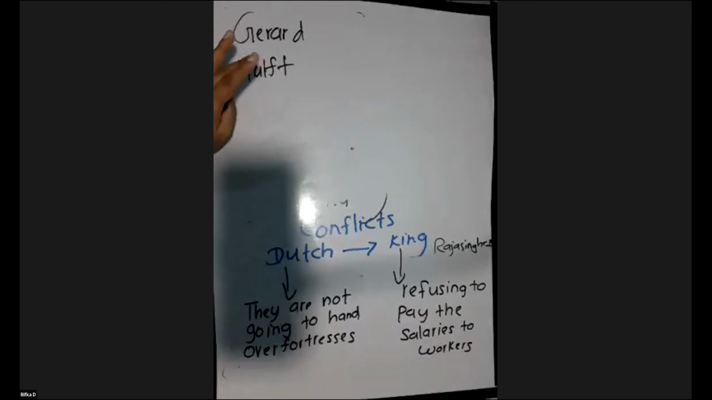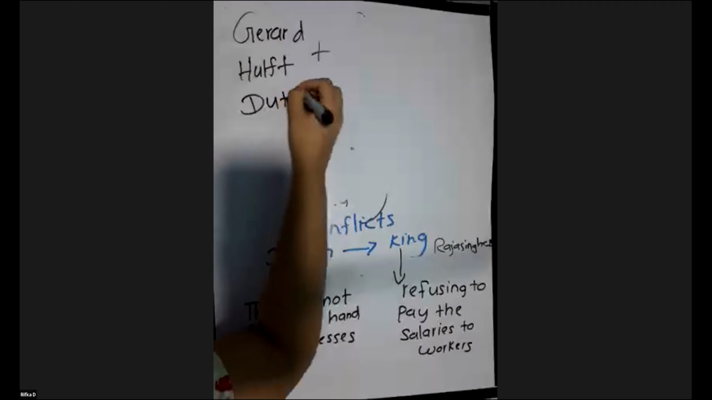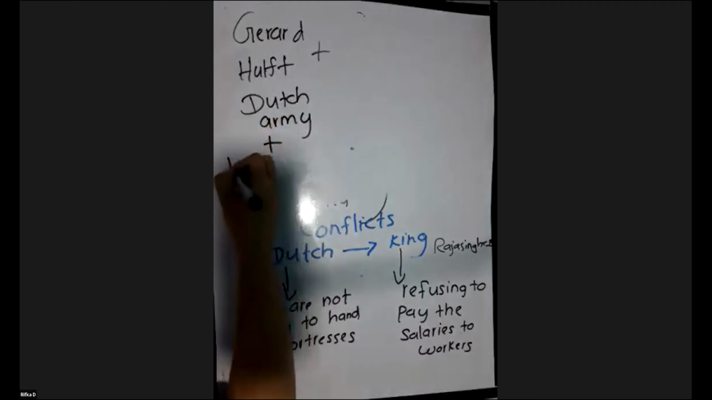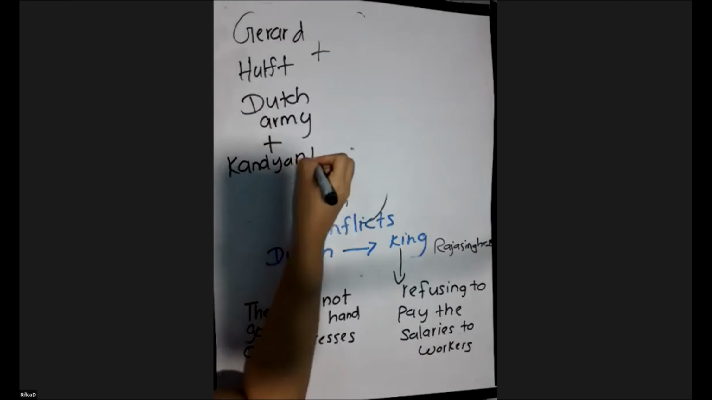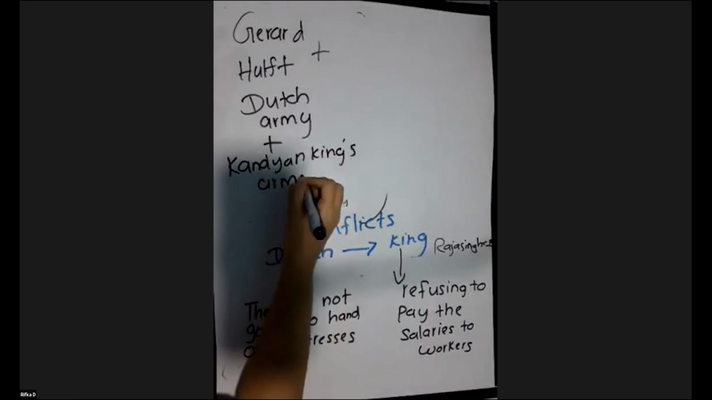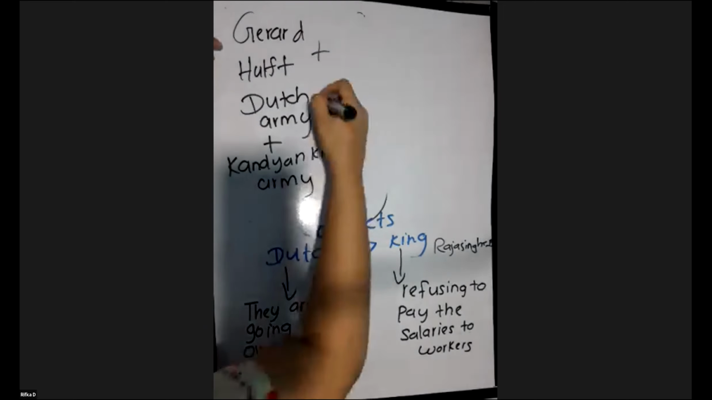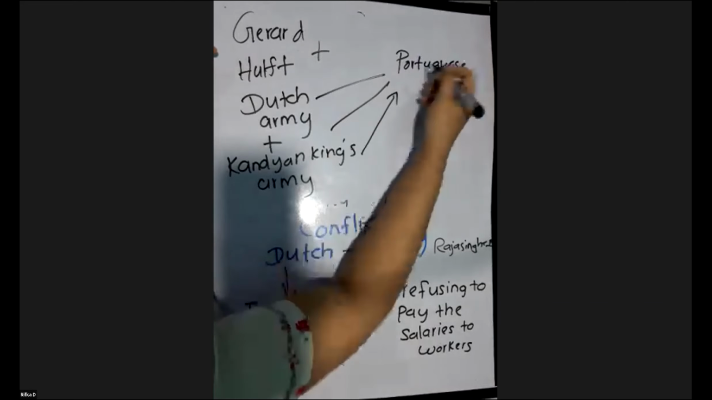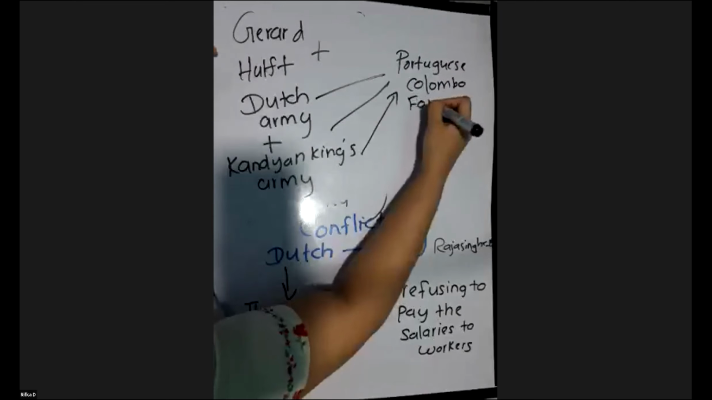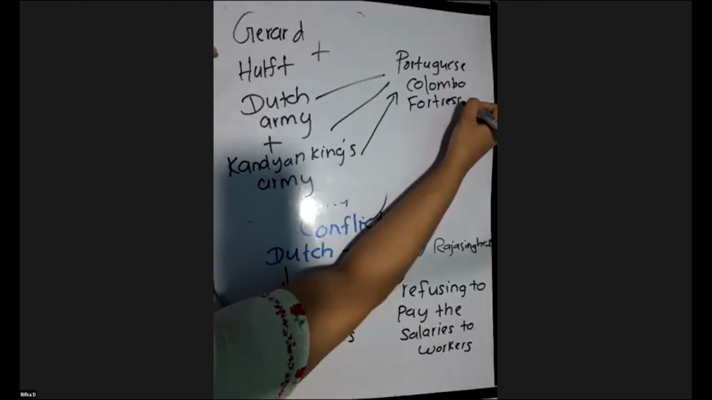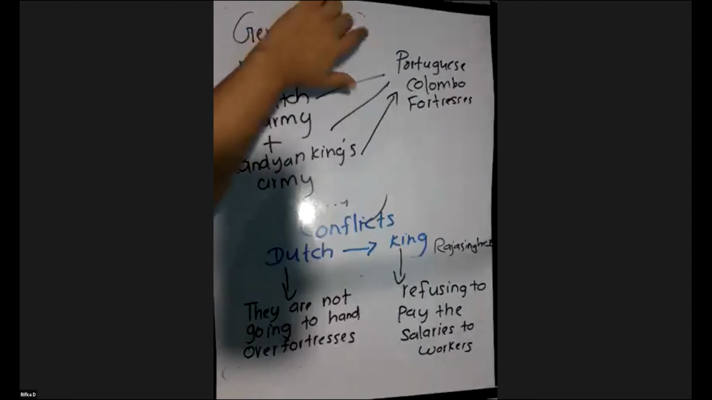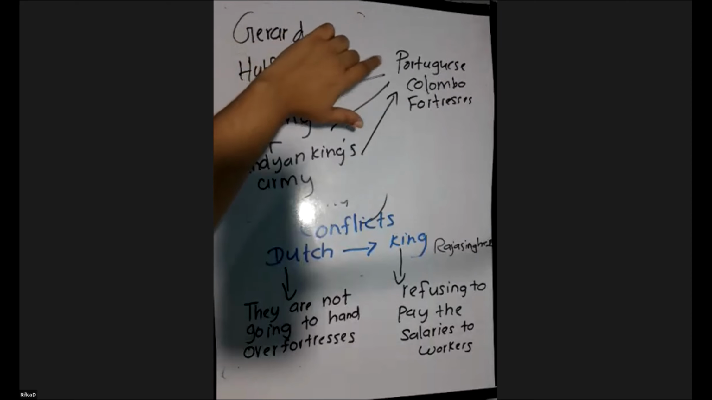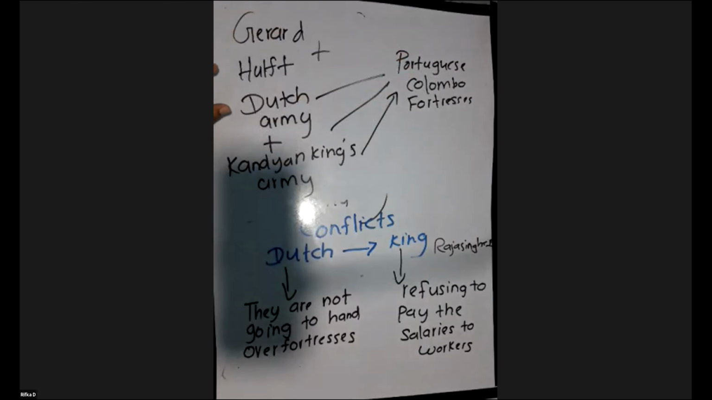Then, pleased with the work, King Raja Singha showed the general great respect, and finally the Candian King's army also joined the Dutch army. Together they attacked the Portuguese at the Colombo fort. Finally, the Portuguese became utterly helpless and surrendered to the Dutch, handing over the keys.